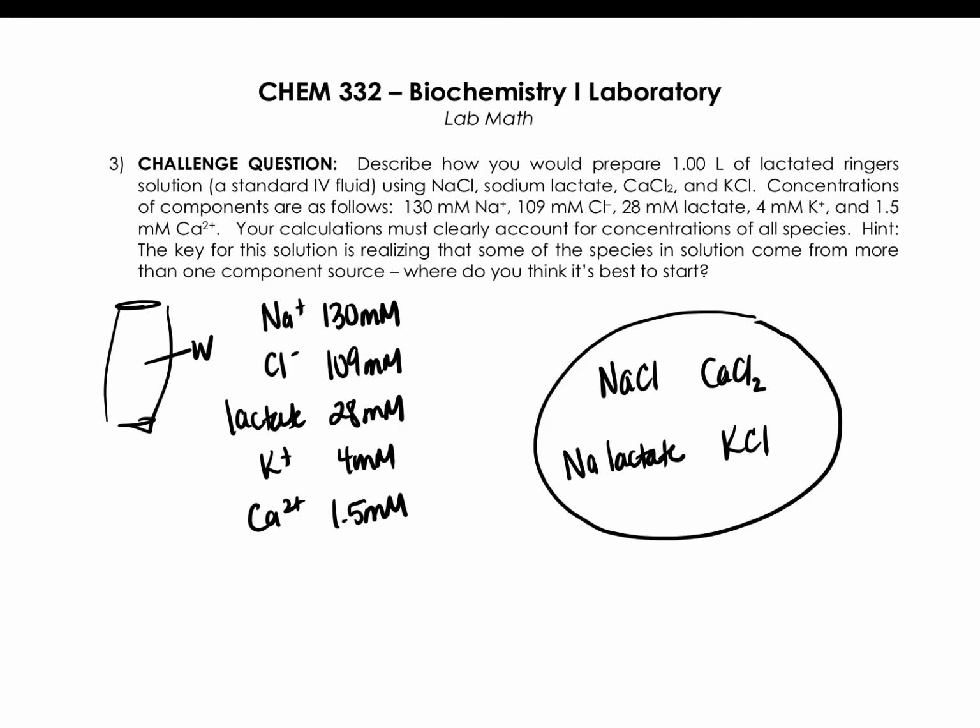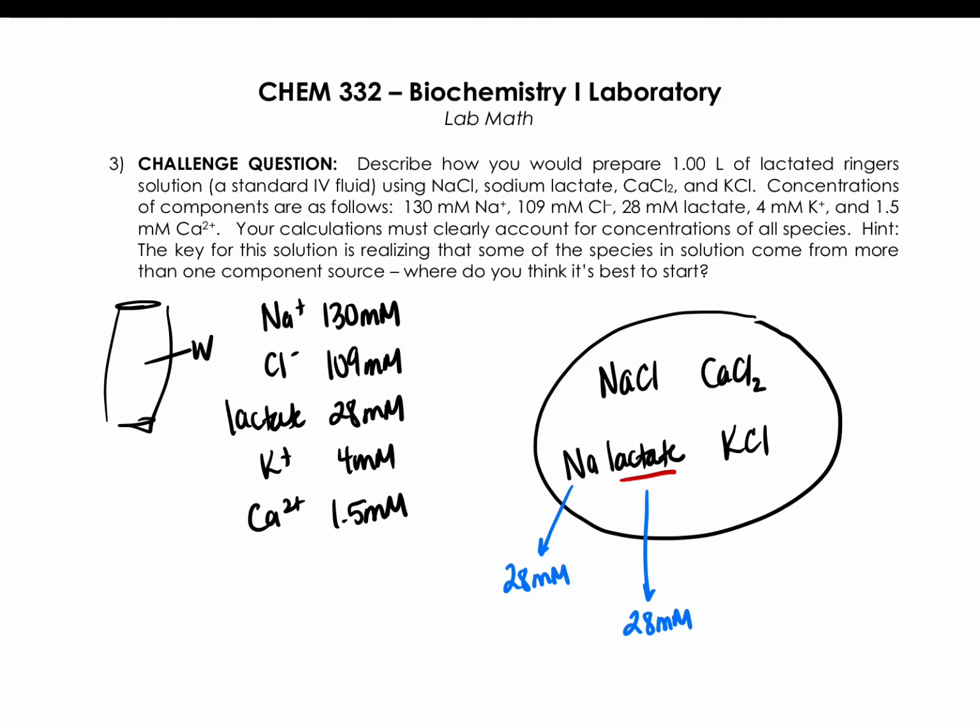So working through this problem, I'm going to do a conceptual piece first before we actually start doing the calculations. We need to begin the problem by finding something that's only going to provide 1 component to solution. So basically it's anything but the sodium and the chloride. We could start with the lactate. The sodium lactate only provides lactate. So if we want 28 millimolar lactate, we'd need 28 millimolar sodium lactate, and that's going to contribute 28 millimolar to our sodium concentration.